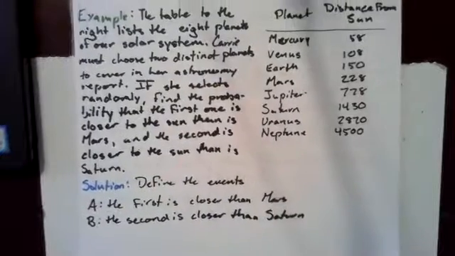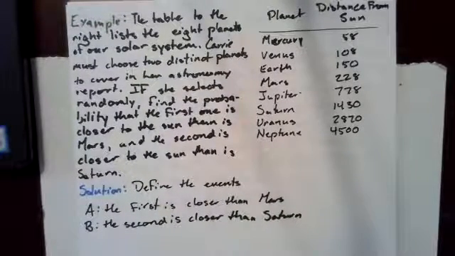Another example. The table to the right lists the 8 planets of our solar system. Carrie must choose 2 distinct planets to cover in her astronomy report. If she selects randomly, find the probability that the first one is closer to the sun than is Mars, and the second is closer to the sun than is Saturn. So first we define the events. First, A, the first is closer than Mars, and B, the second is closer than Saturn.